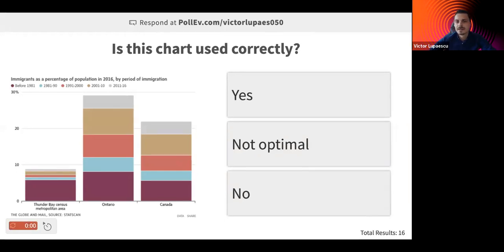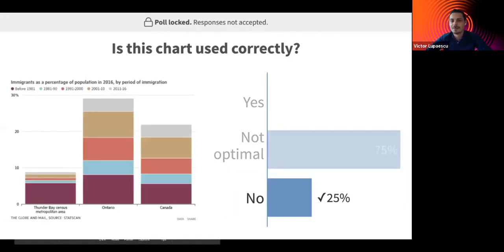Okay, time's up. Let's see, only 16 of you managed to respond. Okay, please be more careful at the next one. So 75% of you said it's not used optimal. The correct answer is no, it's not used correctly at all. It doesn't fit the purpose of the chart, and you'll see some errors here in the way it is built.